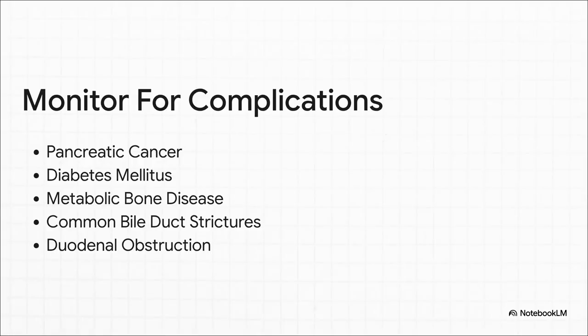So beyond just cancer, what else are we looking for? Well, there's the inevitable march toward diabetes as the endocrine function fails. You've got to watch out for metabolic bone disease, think osteoporosis, because they're not absorbing those fat-soluble vitamins properly. And then there are the plumbing problems like the bile duct or the duodenum getting squeezed shut by scar tissue. It just goes to show you this isn't a one-doctor job. These patients really need a whole team and consistent long-term follow-up.